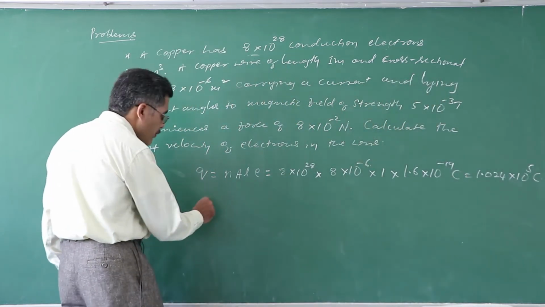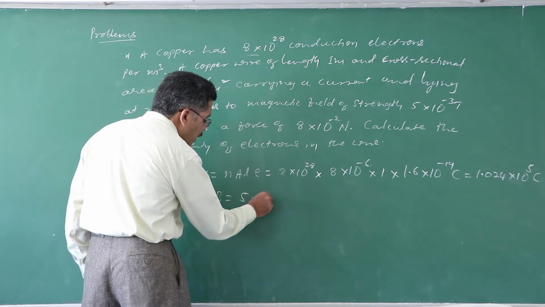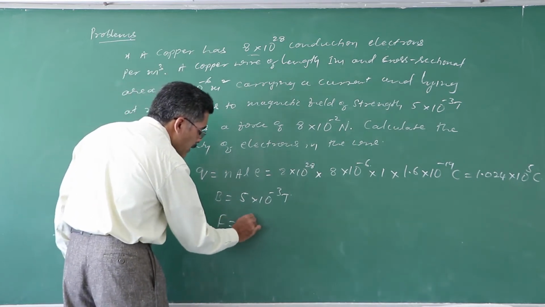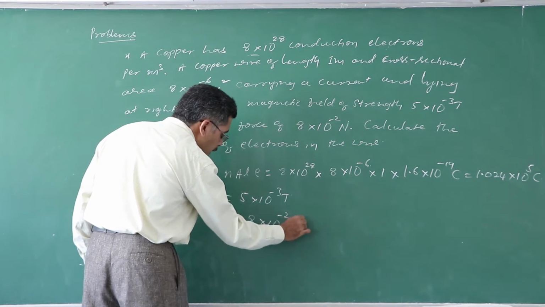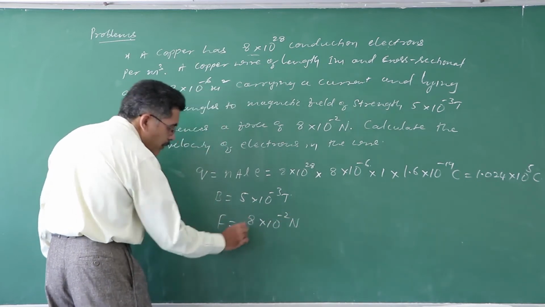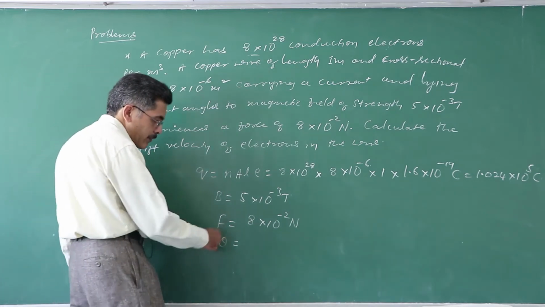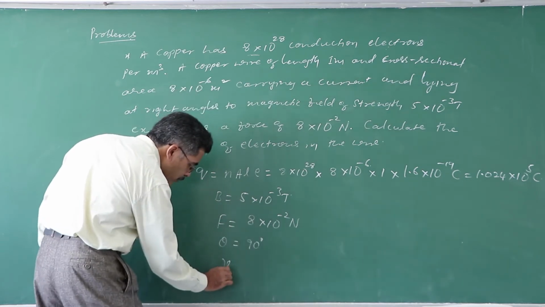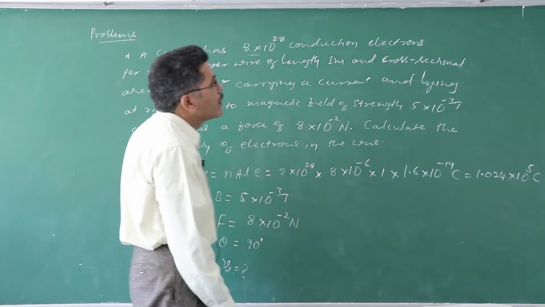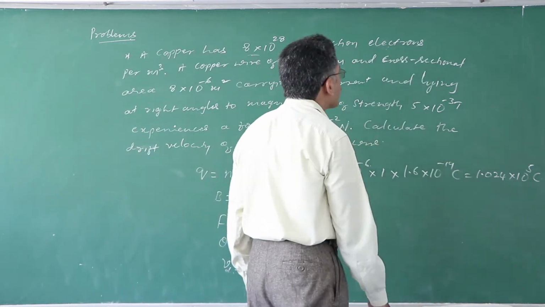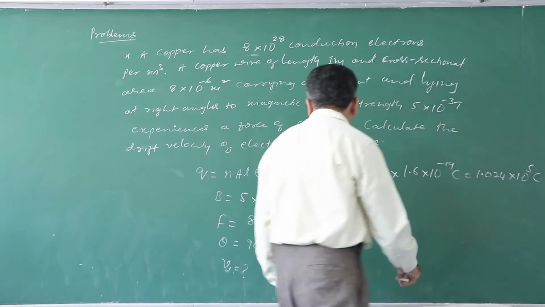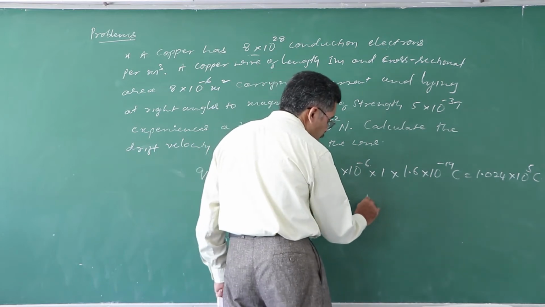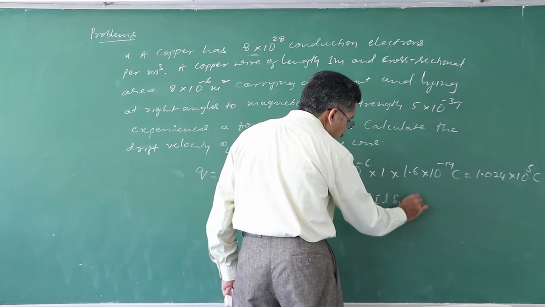Then they have given the strength of the magnetic field 5 into 10 raised to minus 3 Tesla, and the force it experiences 8 into 10 raised to minus 2 Newton, and also the angle between the direction of the conductor and the magnetic field, this is 90 degrees. You have to find out what is the drift velocity. See, we know that F is equal to, what is the relation? F is given by B into I into L into sin theta.